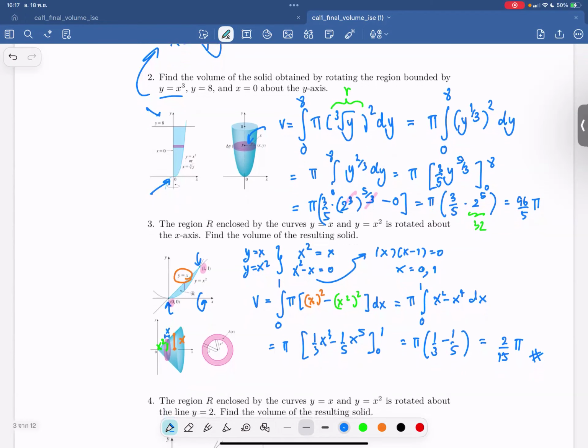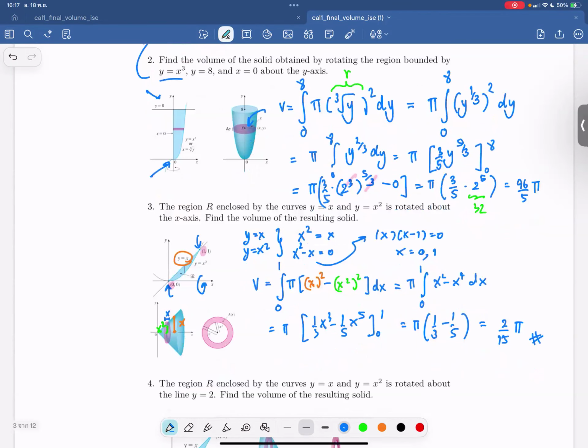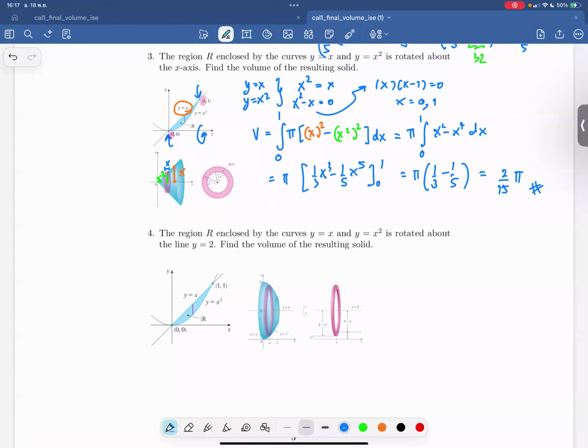For the next example, it might be a little bit more complicated than the last example because we change the axis of rotation to be another line, not just the x-axis or y-axis. Here, we change the axis of rotation to be y equal to 2. So we have to really be careful about what the inner and outer radii are.